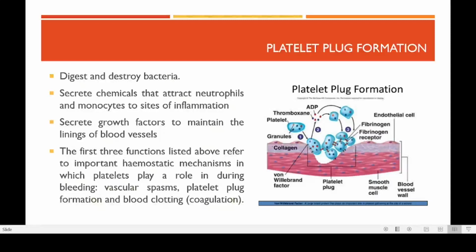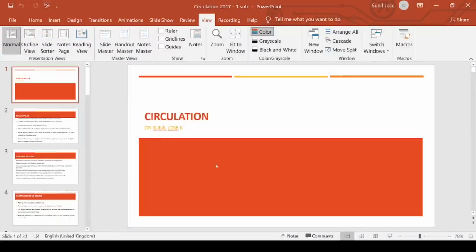So these are some of the important functions of the platelets, and especially you must understand what you mean by a platelet plug. What are the functions of the platelet plug? All these you must keep in your mind.